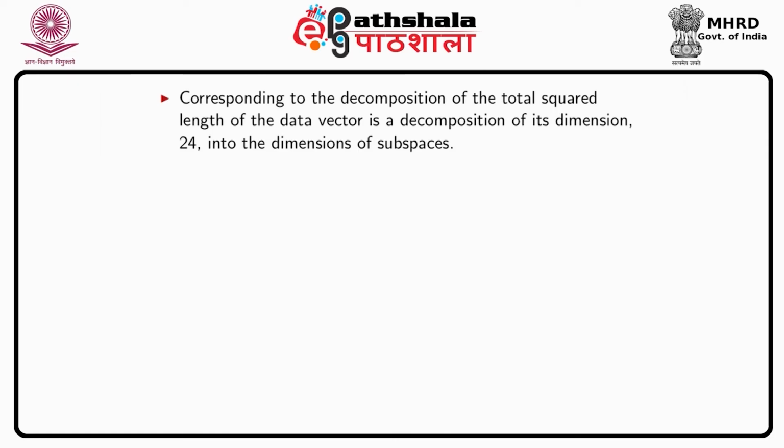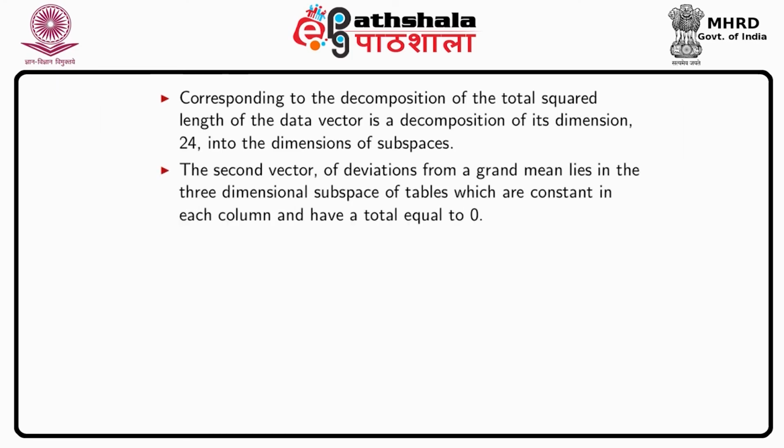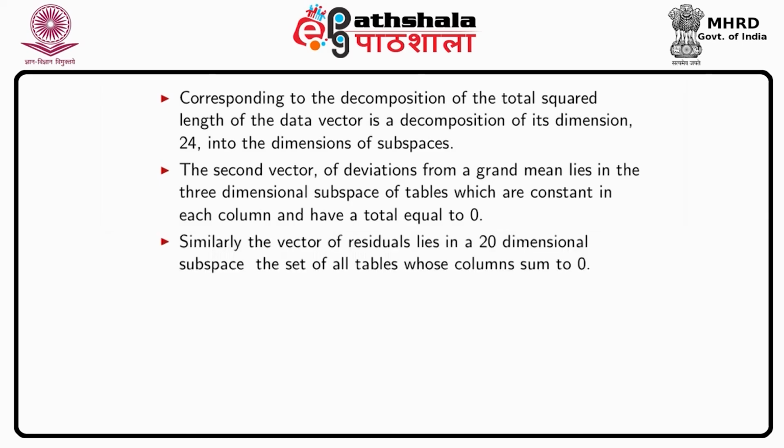For instance, the grand mean is always a multiple of the single vector, all of whose entries are 1. This describes a one-dimensional space. This is just another way of saying that the reduced mu r hat is in the column space of the reduced model design matrix. The second vector of deviation from a grand mean lies in the three-dimensional subspace of tables which are constant in each column and have a total equal to 0. Similarly, the vector of residuals lies in a 20-dimensional subspace, the set of all tables whose columns sum to 0.